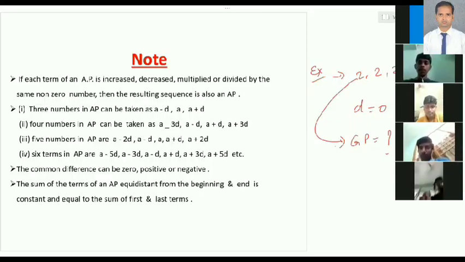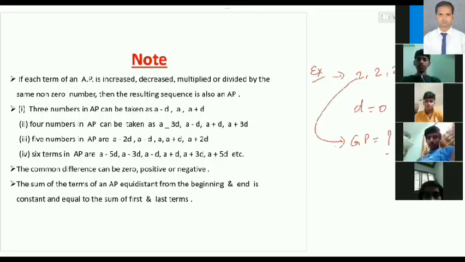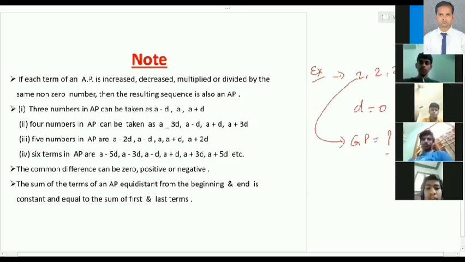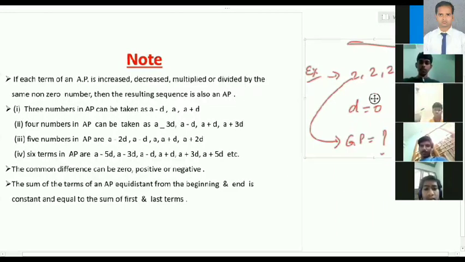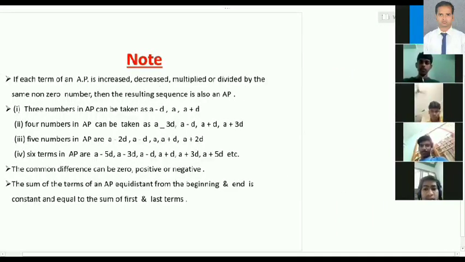Okay. Next, the fourth point we have taken: the sum of terms of an AP equidistant from the beginning and end is constant and is equal to the sum of the first and last term. What does it mean? Like the sum of n terms we proved. What we have taken in the Sn formula, already we have shown this in Sn.